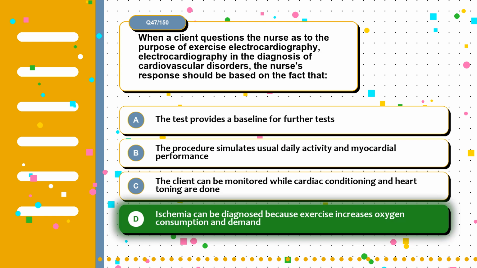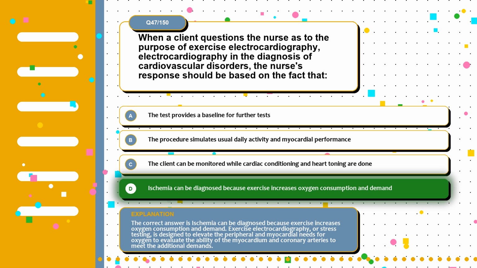The correct answer is option D. Ischemia can be diagnosed because exercise increases oxygen consumption and demand. Exercise electrocardiography, or stress testing, is designed to elevate the peripheral and myocardial needs for oxygen to evaluate the ability of the myocardium and coronary arteries to meet the additional demands.